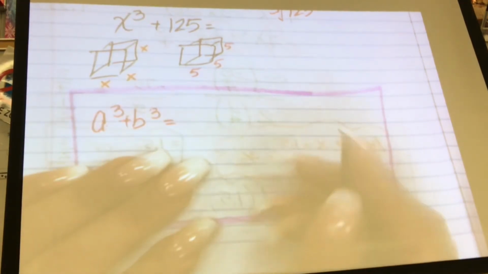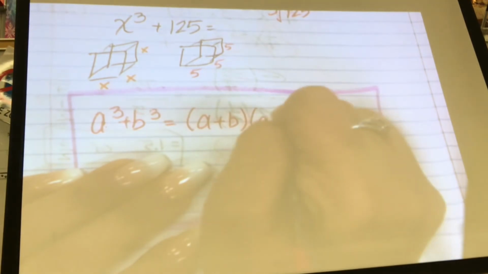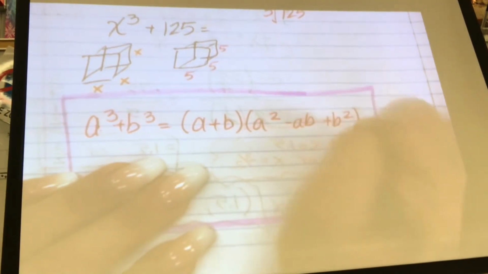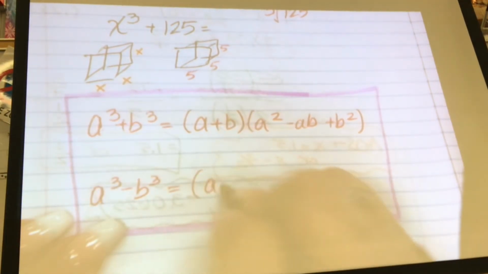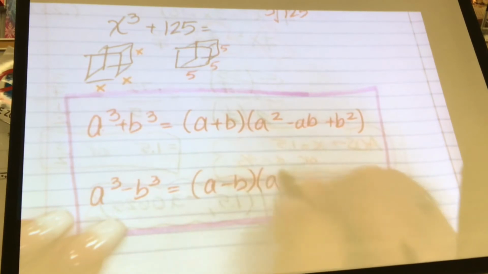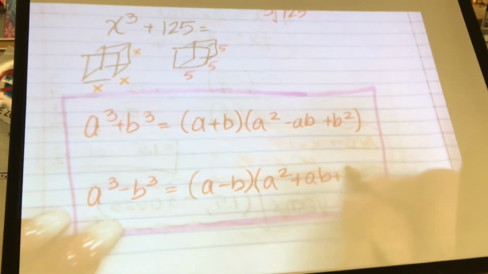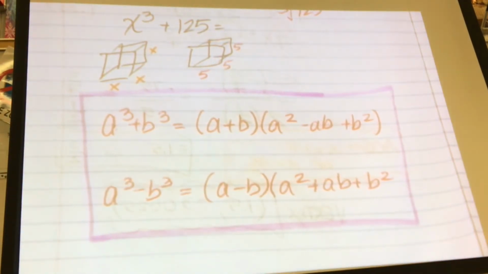And the fastest way to do this is not make it harder than it needs to be. All you have to do is plug and chug into this formula. A plus b, times a squared minus ab plus b squared. That's if it's a plus, and if it's a minus, it's a minus b, times a squared plus ab plus b squared.